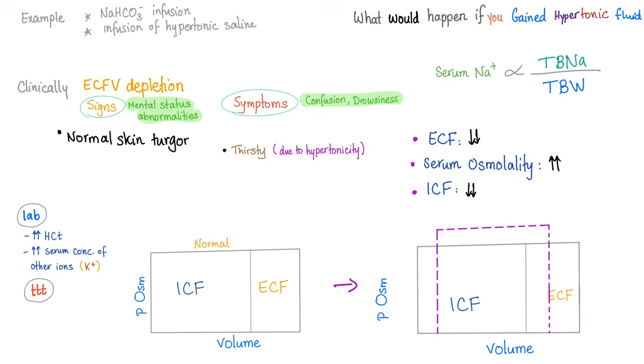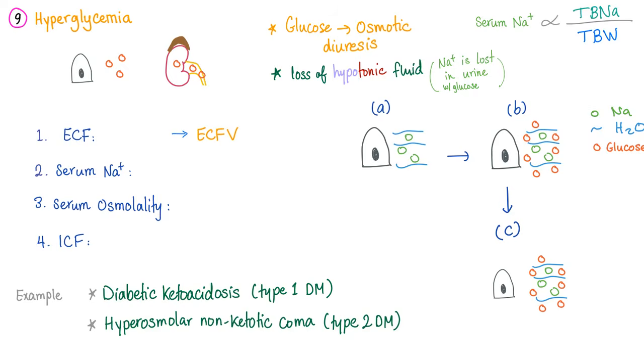Let's use this graph. So increase the osmolality, increase the ECF volume, and decrease the ICF volume. Very good. So how to treat this? If you gained it through infusion, stop the infusion. The last disorder, hyperglycemia. As you know, glucose is osmotically active.